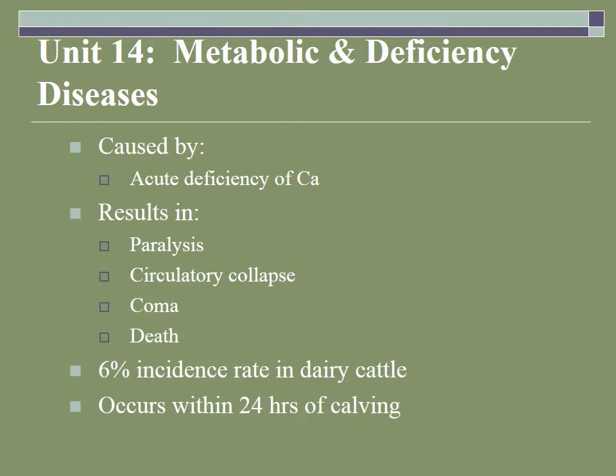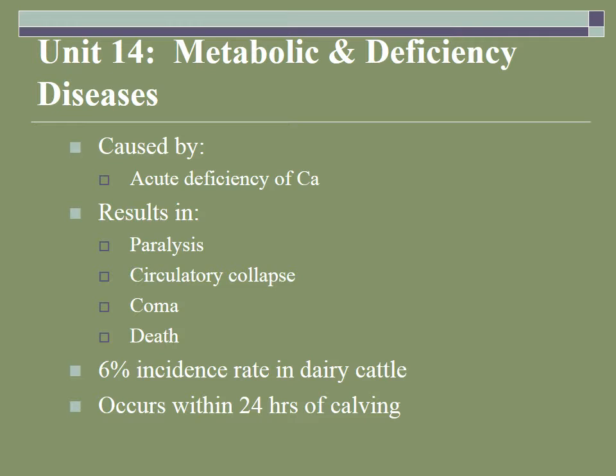It's caused by an acute deficiency in blood calcium, and we'll talk about some of the reasons for that in the following slides. What happens whenever we have low blood calcium is, first off, paralysis. That animal will go down and have difficulty, if not impossibility, of standing up. Then we'll have circulatory system collapse, eventually leading to coma, and if left untreated, death. It runs at about a 6% incidence rate in dairy cattle, quite a bit lower in beef cattle, a little bit higher than beef cattle in sheep, and a little bit lower than sheep in goats.